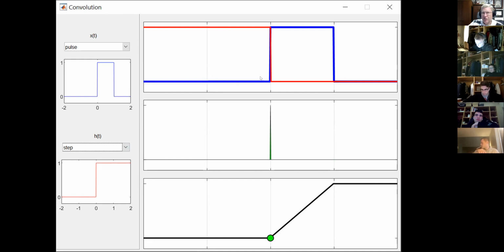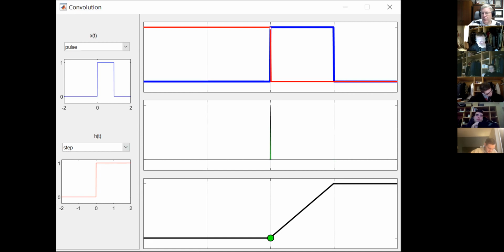Our first step is to change them from functions of t to functions of tau, and to flip our h of tau around. So this is our h of minus tau. And this is going to give us the product of the blue with the red at 0, which gives us our answer of y of 0. When we multiply the two together, there's pretty much no overlap, and so our result is 0.